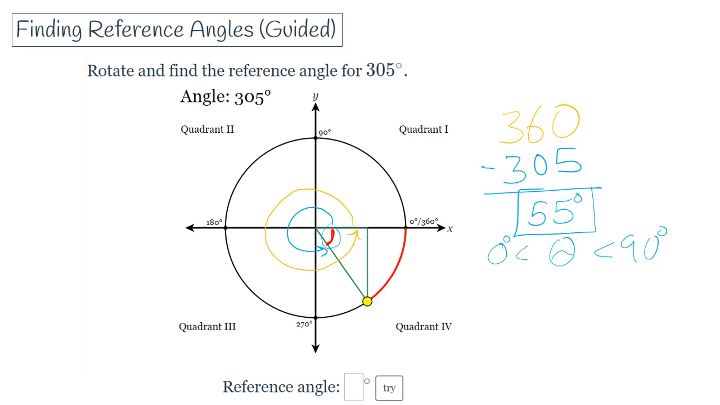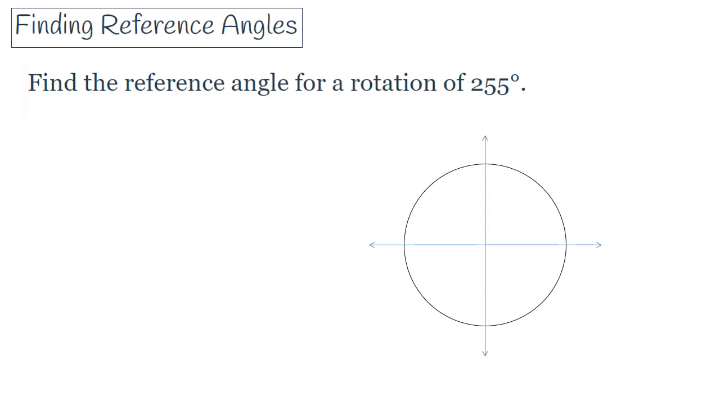On the next example, all they're going to do is give you an angle. And so in this case, they just tell you it's 255 degrees. I drew this circle, and I would recommend you do that when you try these, but they won't give you that. All they're going to give you is this line right here, and you need to find the reference angle.